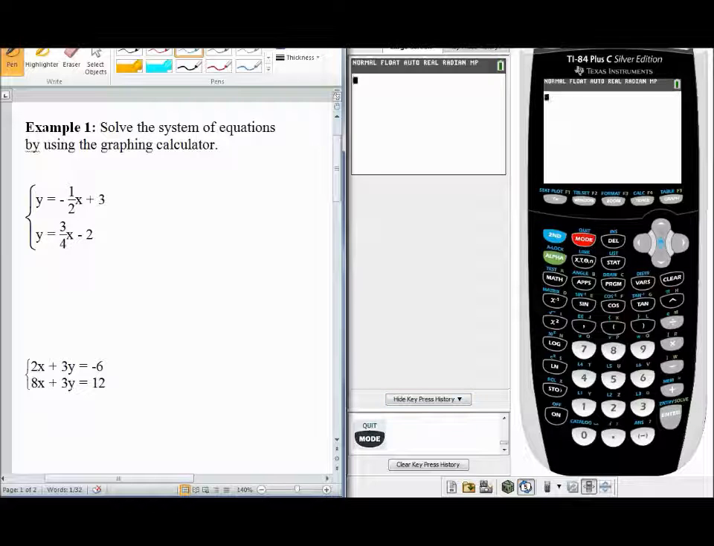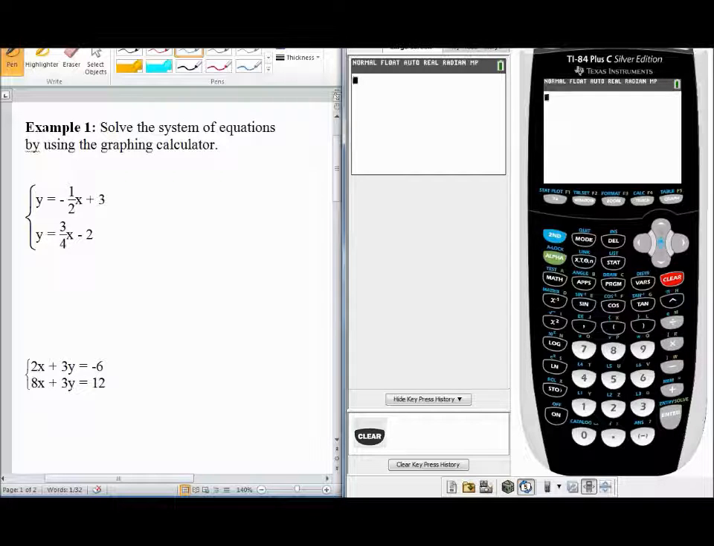However, on the right side, if you look at the bottom left hand portion of the graphing calculator screen, it says clear key press history. That little box at the bottom, every time I push a button, it'll show you which buttons I'm pushing. So you will be able to see everything that I'm doing, and I'll also go slow enough so you'll be able to keep up. It's a fairly simple process, especially this first one. So let's go ahead and get started.